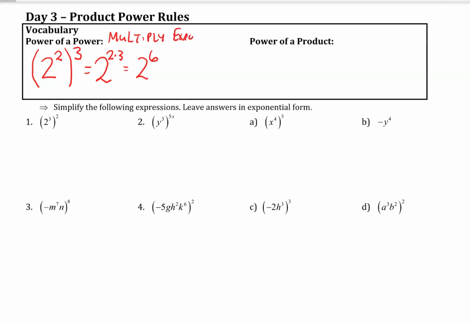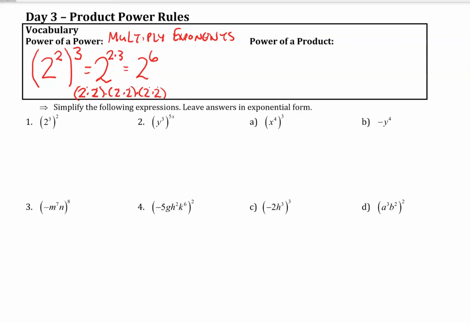Has to be the same base. Let's look at why that is. Well, 2 squared, if we wrote it out, would be 2 times 2. If we then cubed it, we would take that and multiply it by itself a total of 3 times. So all of these would be multiplied together. So we'd have 2 to the 1st, 2nd, 3rd, 4th, 5th, 6th power.